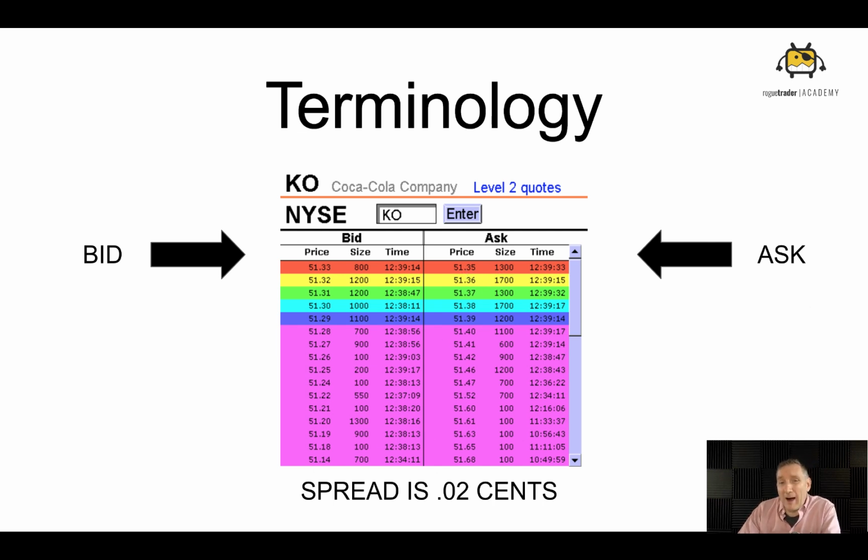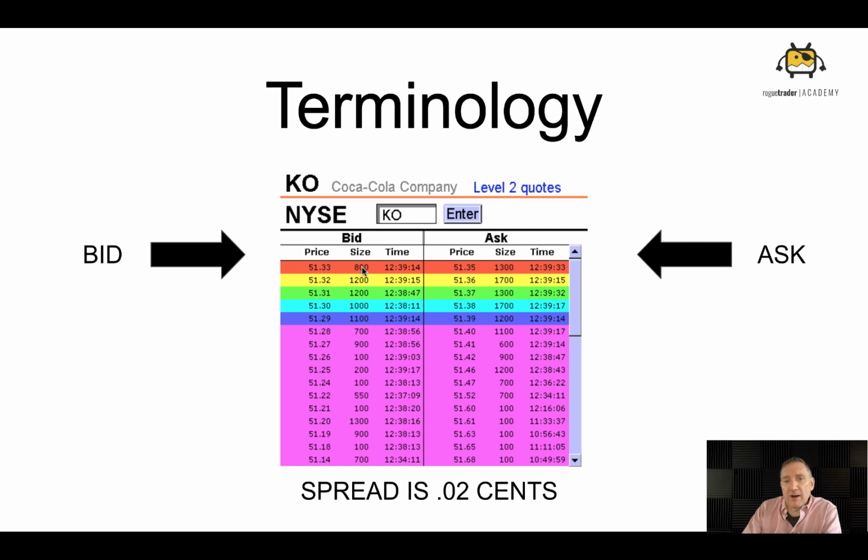If you wanted to buy this asset, let's say you wanted to buy 100 shares of Coca-Cola. Well, you could join the bid. You could join these guys over here at 51.33. I don't have my glasses on, but I think it's 800 shares there. So you could put your bid in, it would go up to 900 shares, and maybe someone would come along and sell them to you.